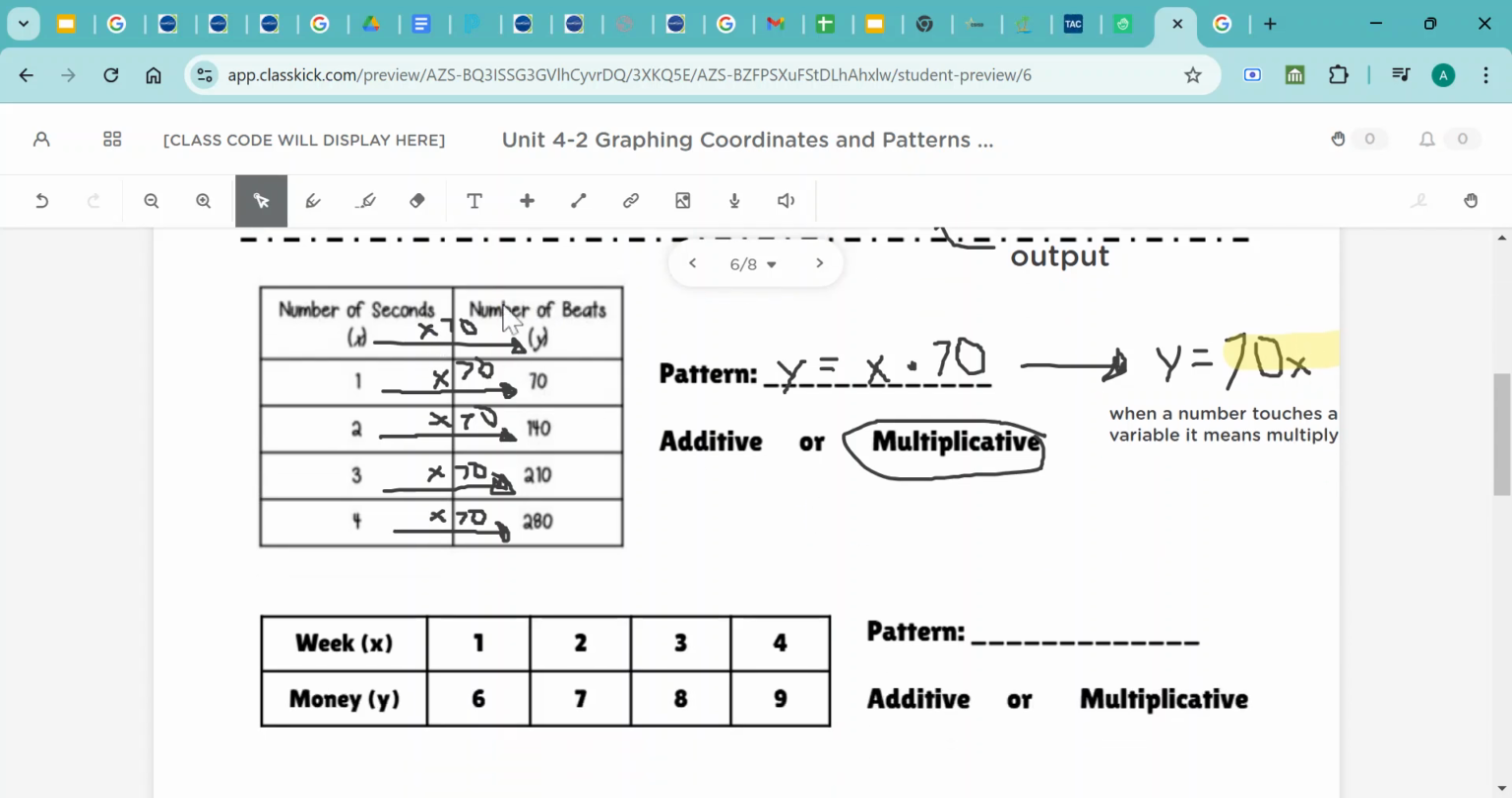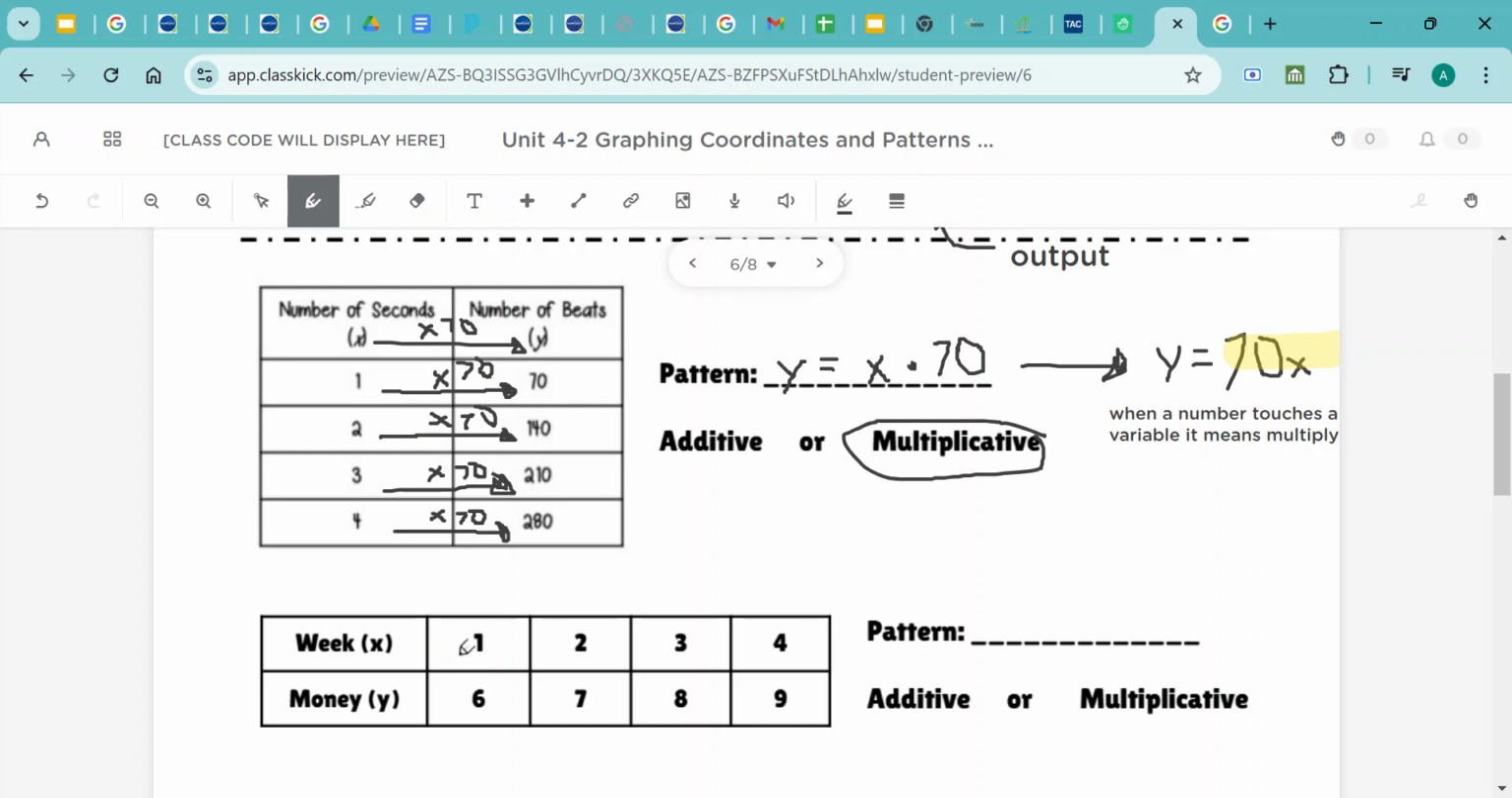So we can see our tables where the X and Y are in columns like this. We can also see where they're horizontal, so they're side to side. So the X is on top and the Y is on bottom. Okay, and it's always going to follow that. X is always going to come first, X is always going to be on top, Y is always going to come second, Y is always going to be on the bottom.